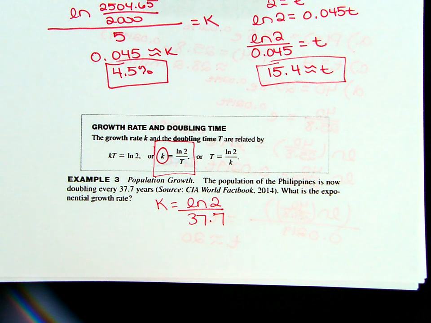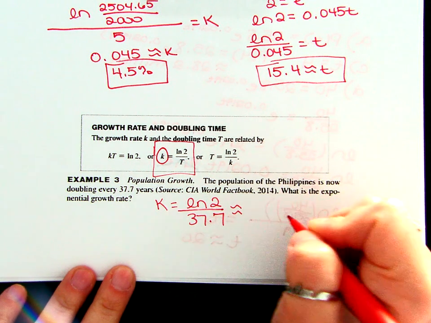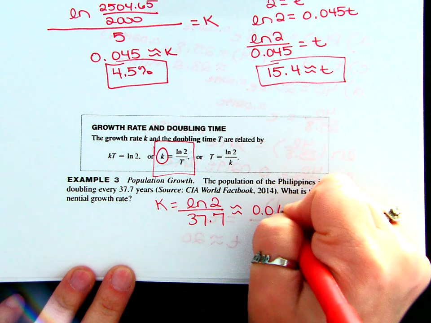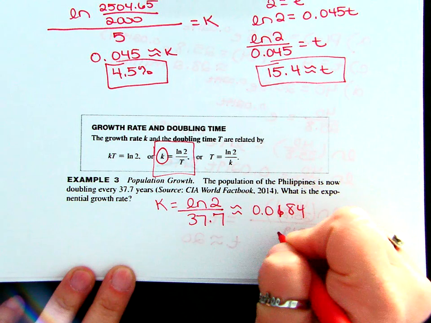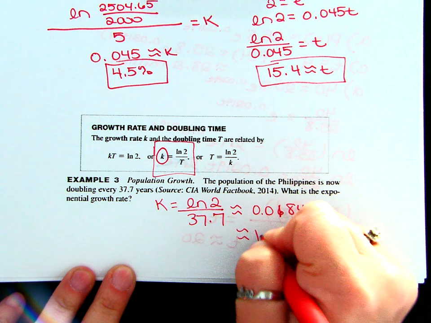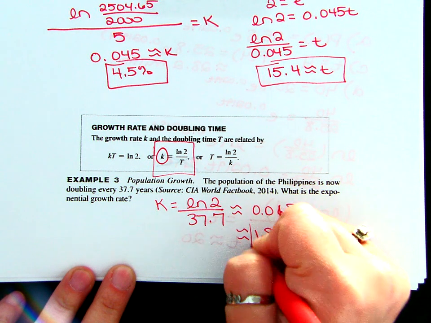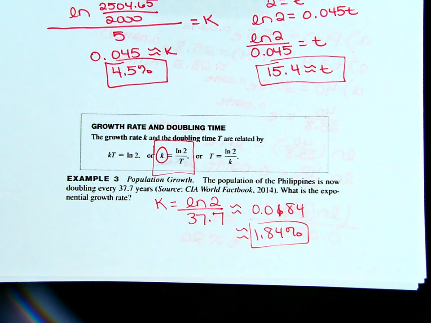Type that in, you get 0.0184, which is approximately 1.84%. Any questions on that at all?